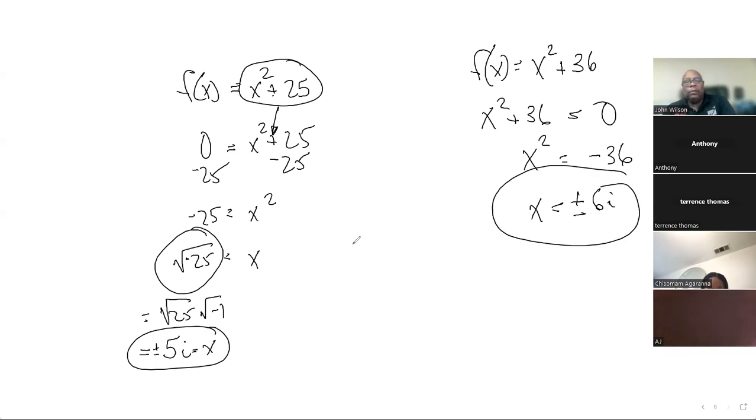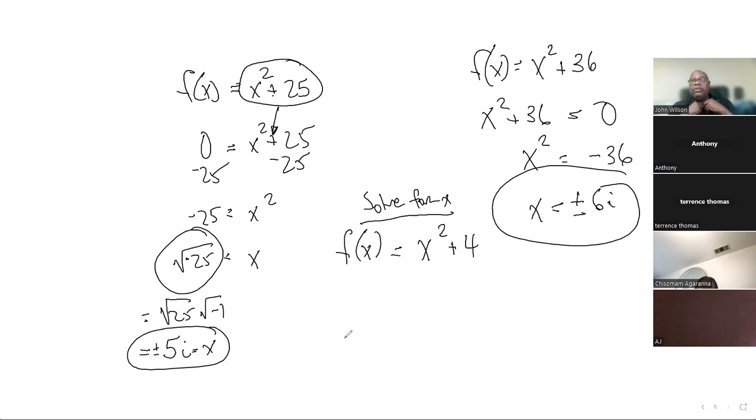All right, why don't you guys try this one now? F of x equals x squared plus 4. Everybody work on that one. Solve for x. That's where they're going to come at you. They're going to say solve for x. And there's no real answer. There's only an imaginary answer. I'll wait. What's the answer to this one?